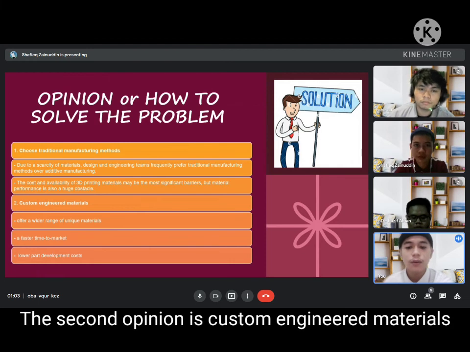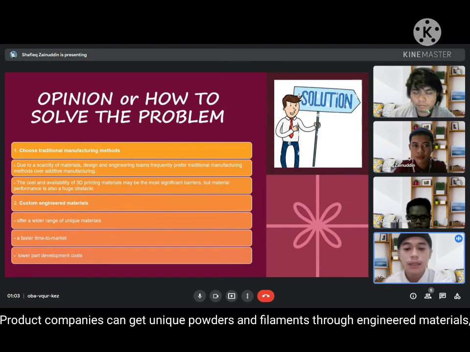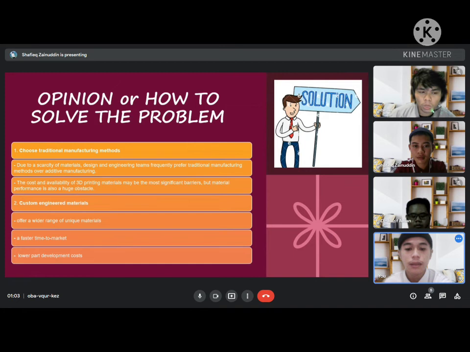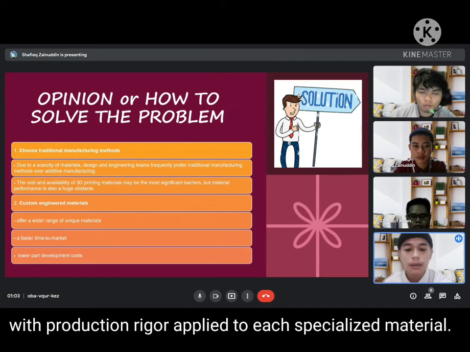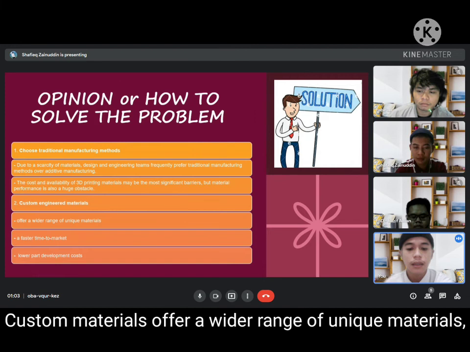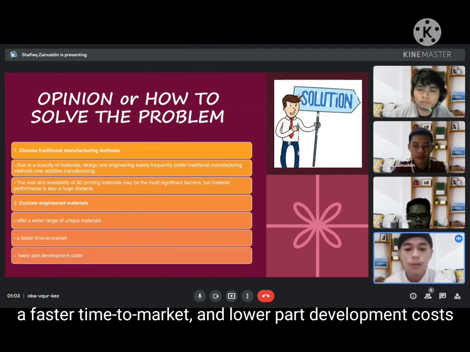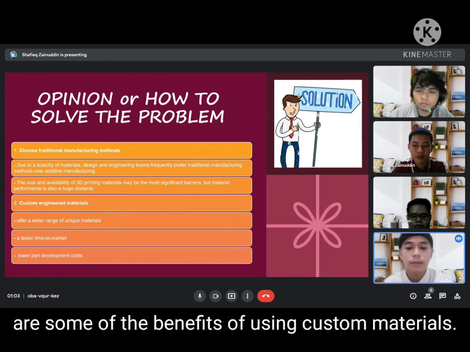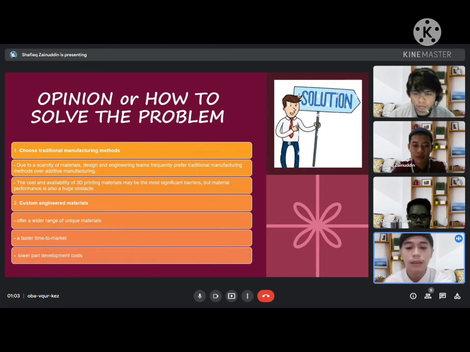The second option is custom engineered materials. Product companies can get unique powders and filaments through engineered materials, with production rigor applied to each specialized material. As a result, part performance and requirements are perfectly meshed. A wider range of unique materials, a faster time to market, and lower part development costs are some of the benefits of using custom materials.